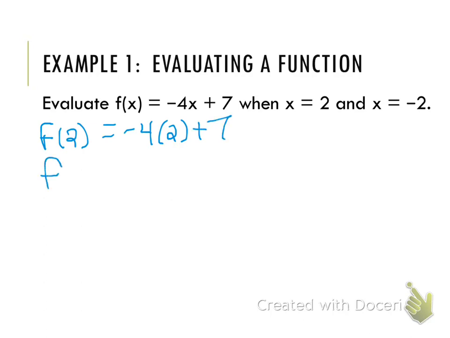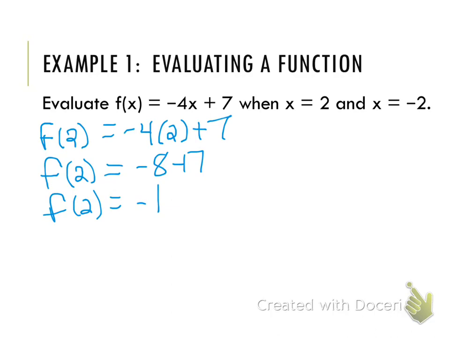So f of 2 equals negative 4 times 2, which is negative 8, plus 7, is going to give me f of 2 equal to negative 1.